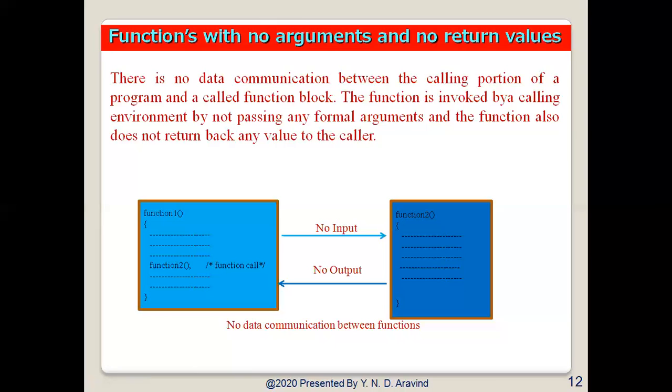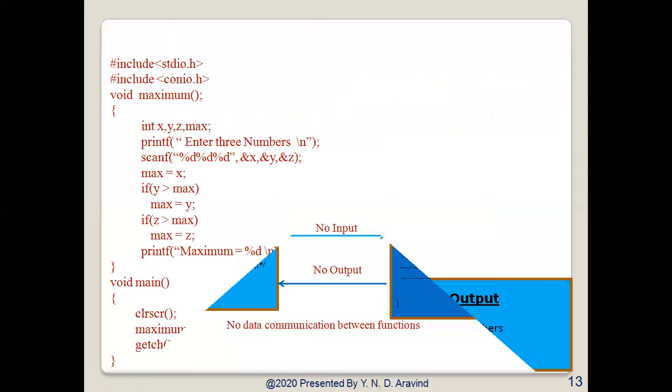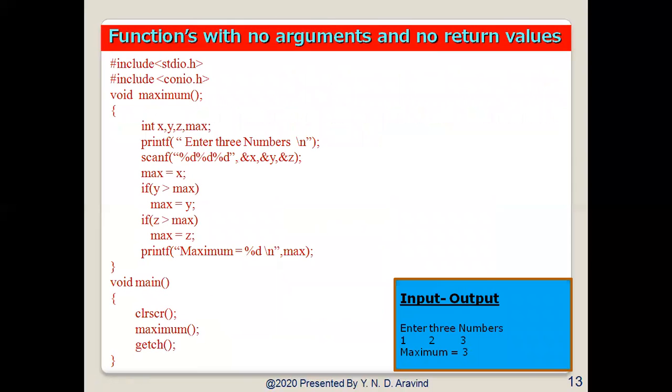So no data communication happens between function 1 and function 2. Now let us see a small example program to find the largest, the maximum, of 3 numbers.